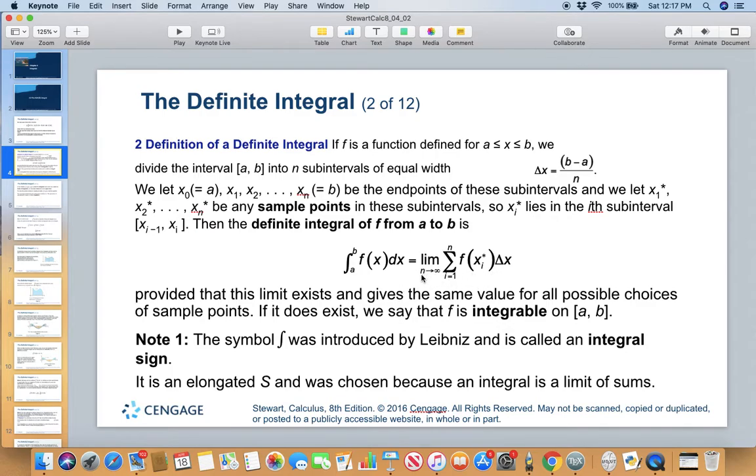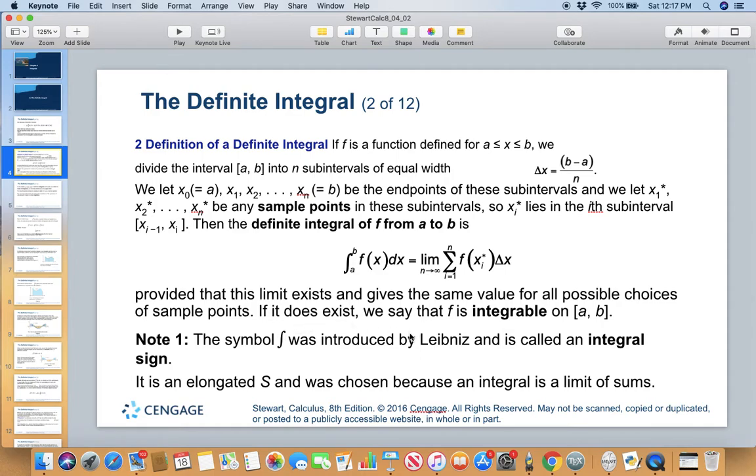Take the limit as n approaches infinity. That is what is called the definite integral, provided that this limit exists. Well, this limit has to exist. If it doesn't, you say the integral does not exist. It must also give the same value for all possible choices of sample points. That is important too. Your xi star, the chosen numbers in each subinterval, should be immaterial. You should be able to find the limit.